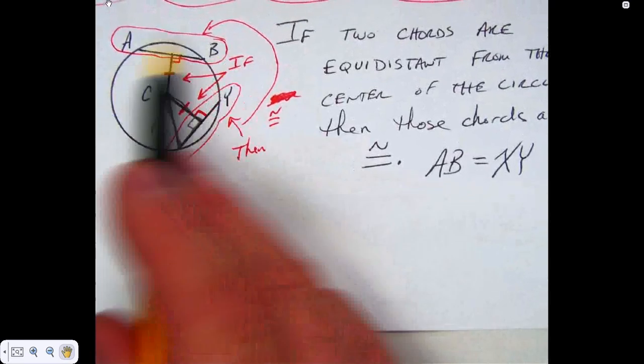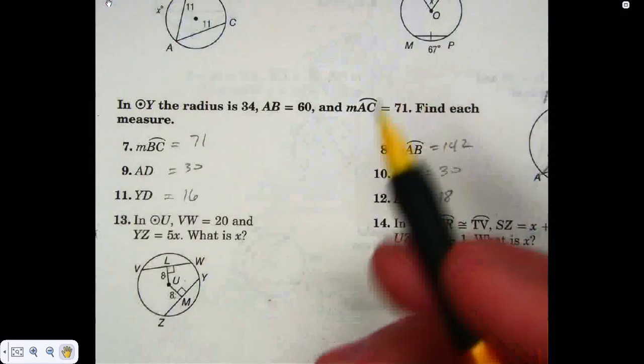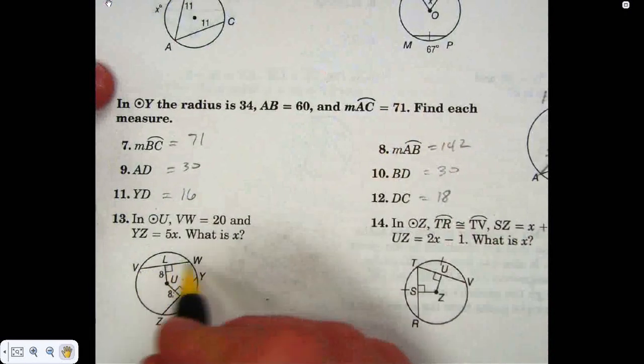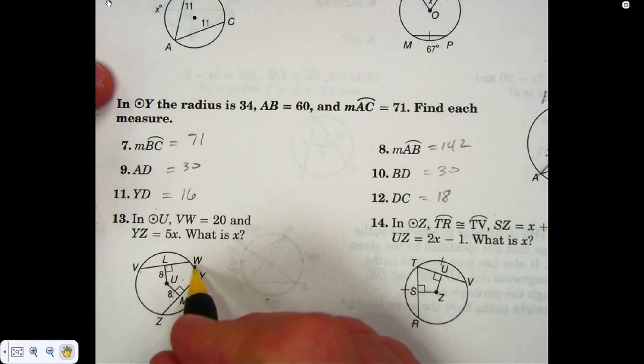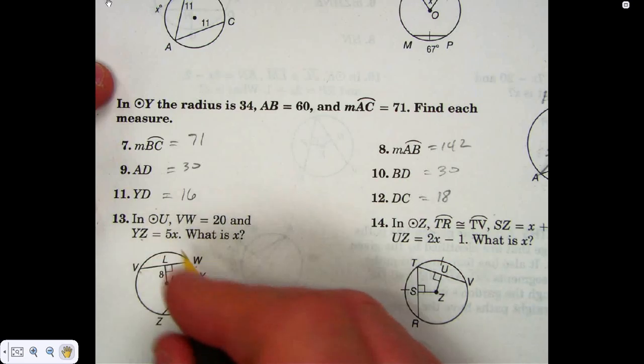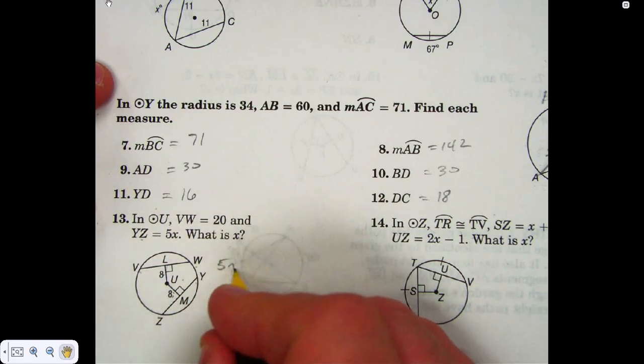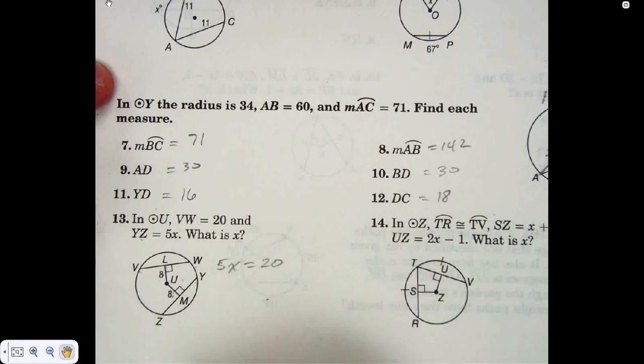So if VW is 20, what is X? YZ is 5X. That's 4. So 5X is equal to what? 20. So X is equal to 4.